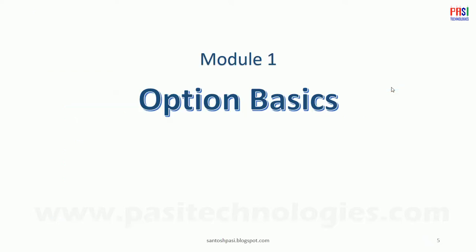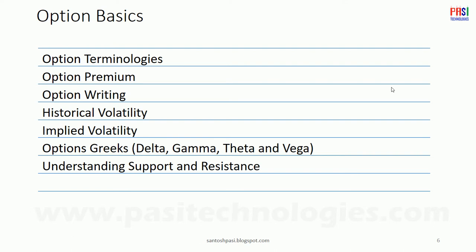In options basics we're going to cover options terminology, then we'll see about option premium, then why we should do option writing, then we will touch base on historical volatility, then we're going to go through implied volatility, then we would try to understand Greeks like delta, gamma, theta and vega, and then we would go very briefly through support and resistance. These are just a few basic things, but once you go through the workshop we go into a deep dive. Here I'm just going to cover basic stuff.